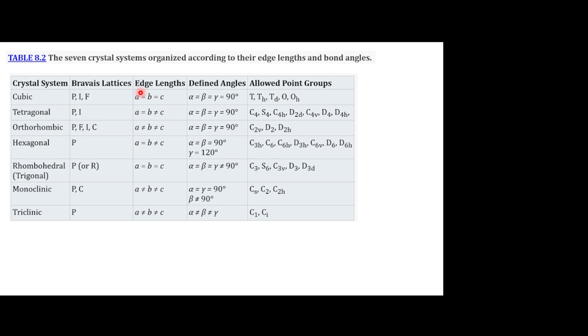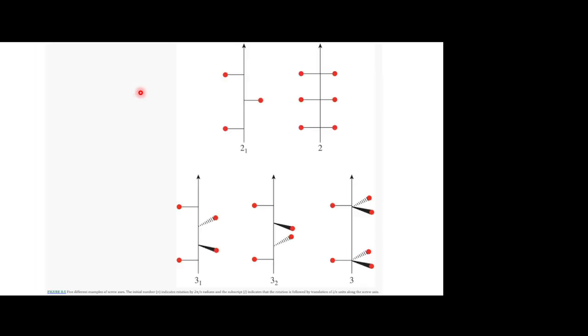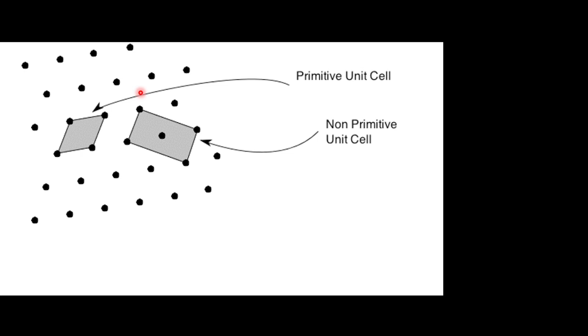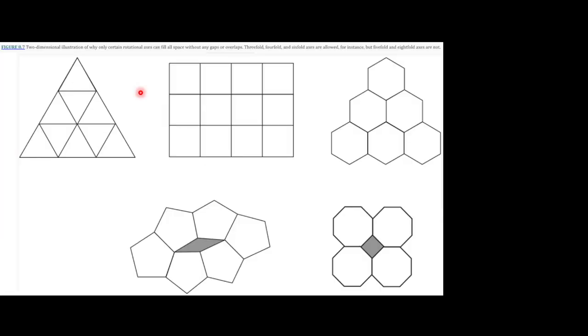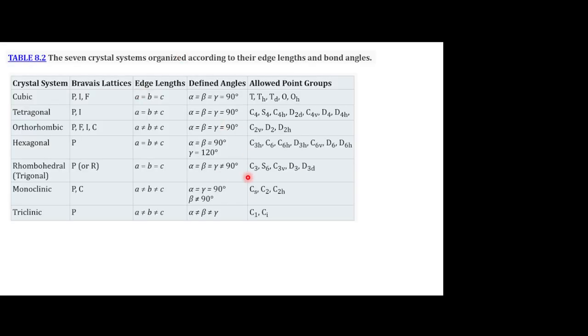Okay? That's actually, did I have my ABC here? No, I did not. Damn. Okay, that would have been helpful. All right. So this right here is your defined angles, and notice again the hexagonal and rhombohedral do not have 90 degrees for everything. Okay.